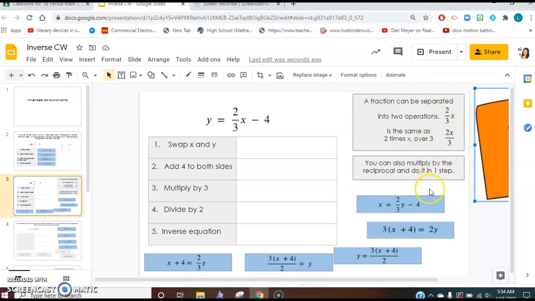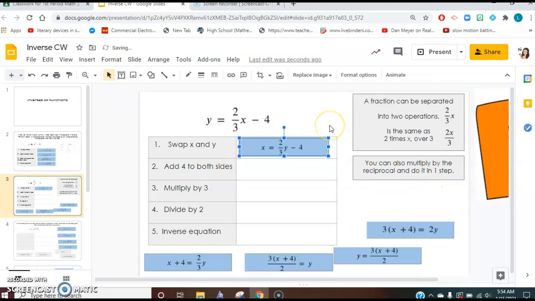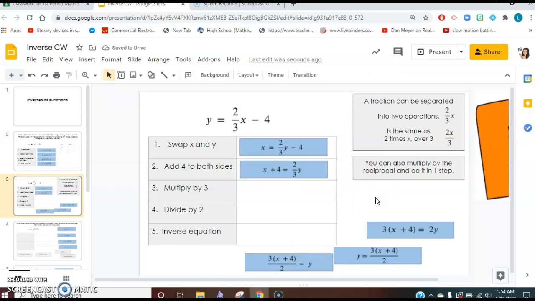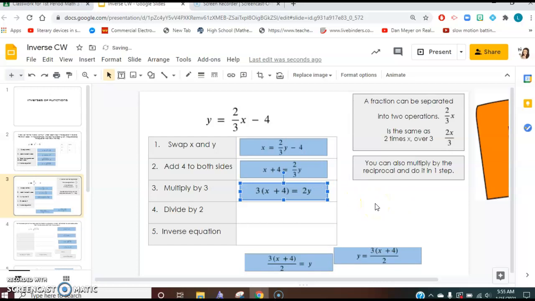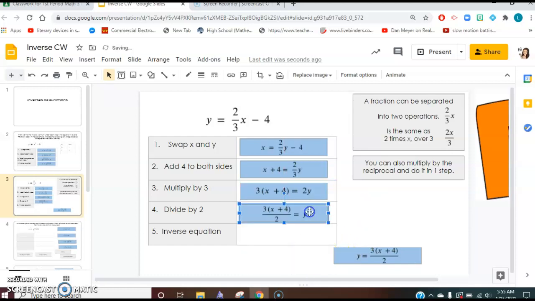All right, so again, I'm looking for the choice that just swaps x and y. And then again, any addition or subtraction would be at the bottom of the list, which means we do it first. So the opposite of minus 4 is to add 4. So that step shows me that I added 4 to the x side. And then to get rid of that divide by 3, I need to multiply by 3. The 2 is still there because I am separating the fraction, so I took care of the denominator first. And now I can divide by 2. And then the last step just swaps it around.